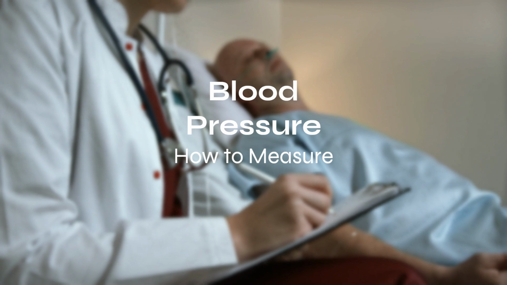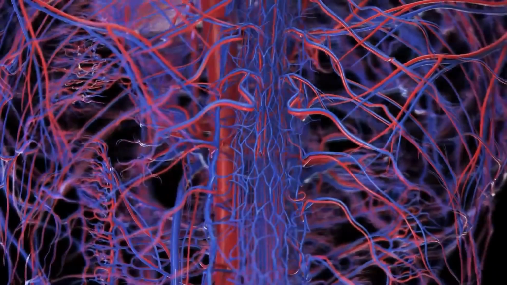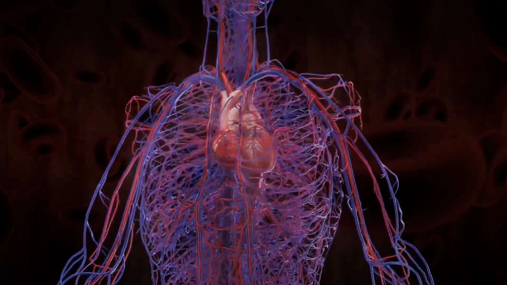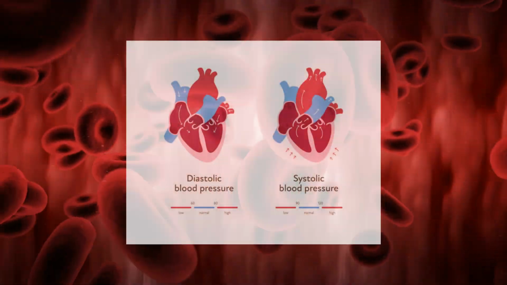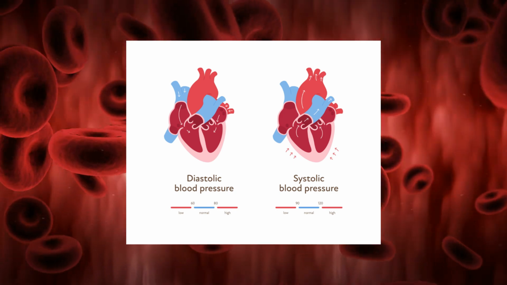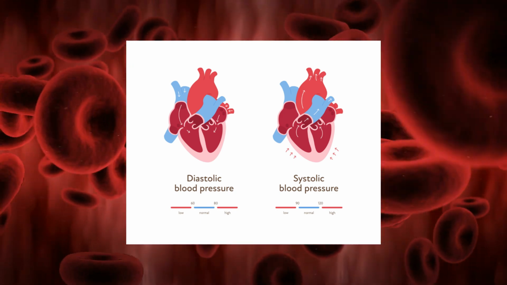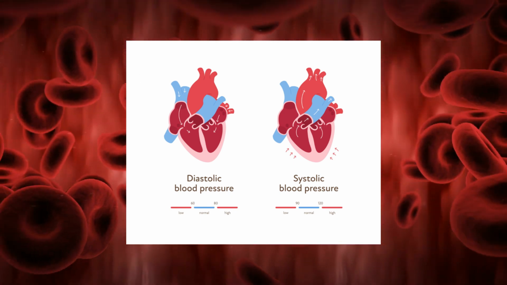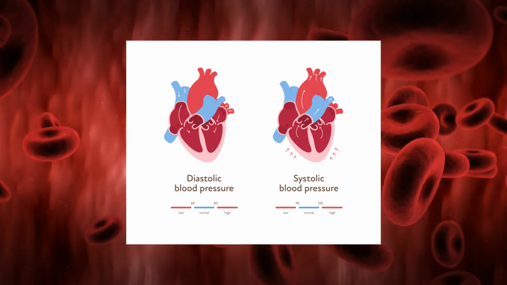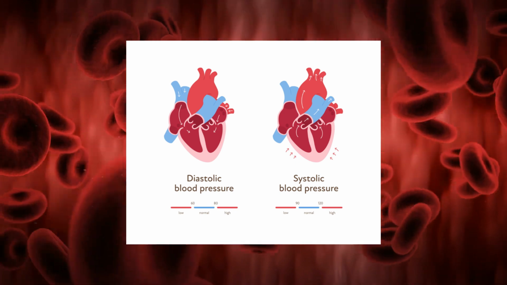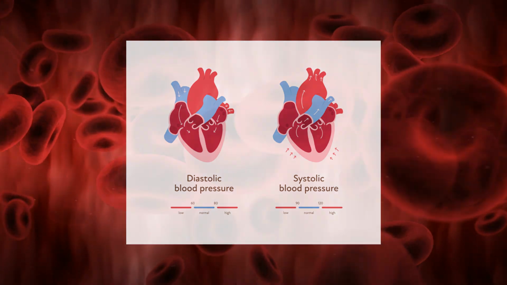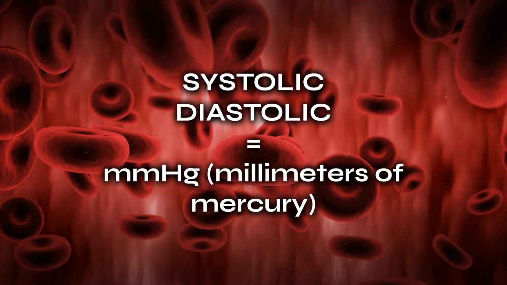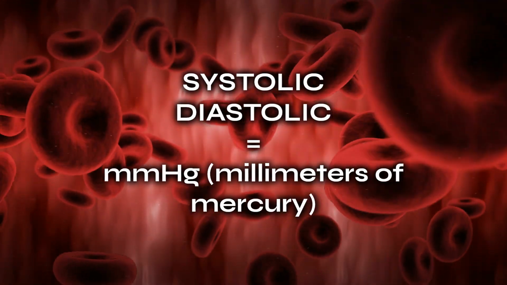Blood pressure is the force exerted by the circulating blood against the arterial walls. 2 numbers are recorded when measuring blood pressure. The higher number, or systolic pressure, refers to the pressure inside the artery when the heart contracts and pumps blood through the body. The lower number, or diastolic pressure, refers to the pressure inside the artery when the heart is at rest and filling with blood. Both the systolic and diastolic pressures are recorded as mmHg, or millimeters of mercury.